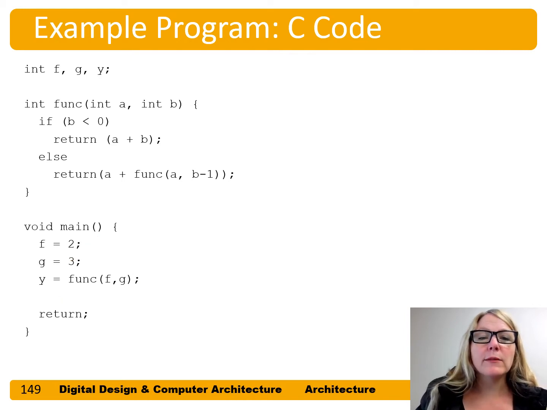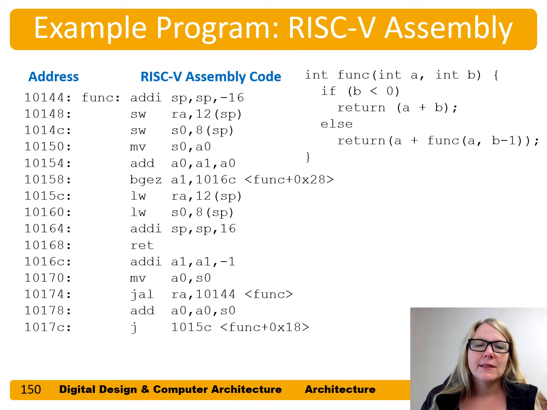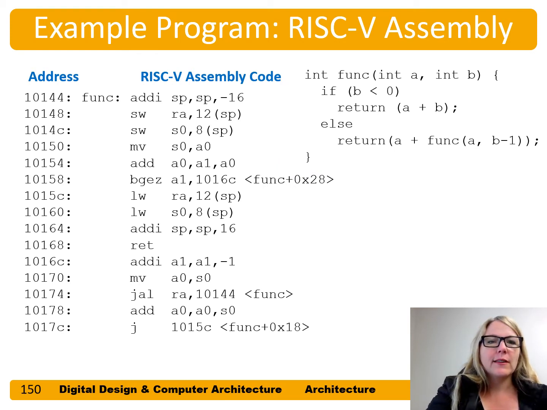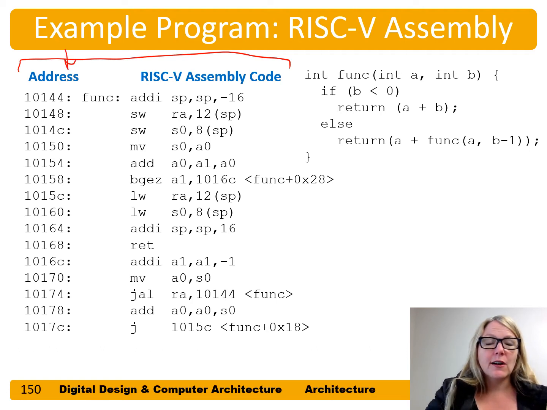So first, this code is going to be compiled. The first step in running a high-level program is to compile it into assembly language. So the compiler takes the high-level code, written here for your reference, and converts it to assembly code. So here we have the assembly code and the memory address on the far left.